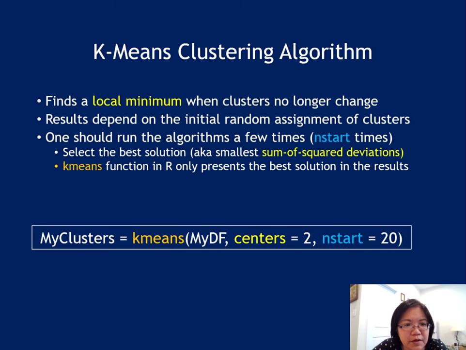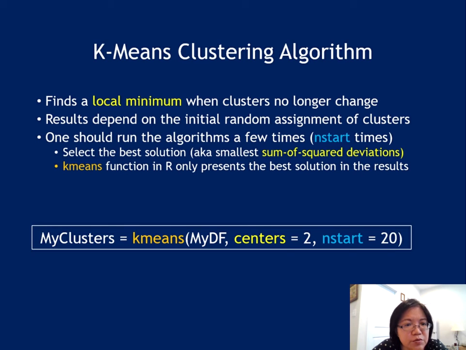The clustering algorithm finds a local minimum. It's not a global minimum, so the solution may not be optimal across the board, but it's a pretty good solution when clusters no longer change. The results depend on the initial random assignment of clusters. So when you change how the random number generator works, the results will differ a little bit.